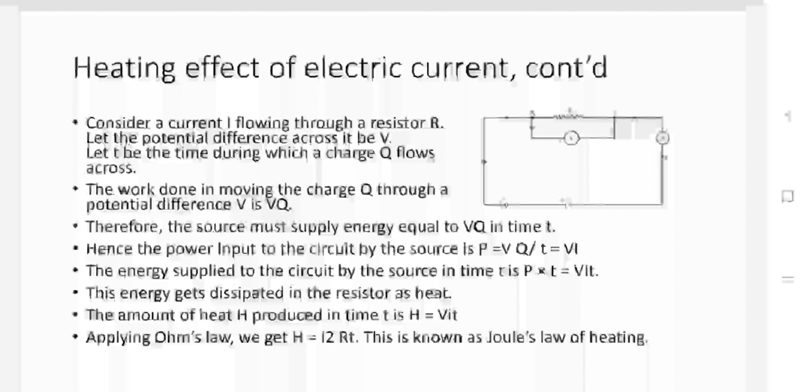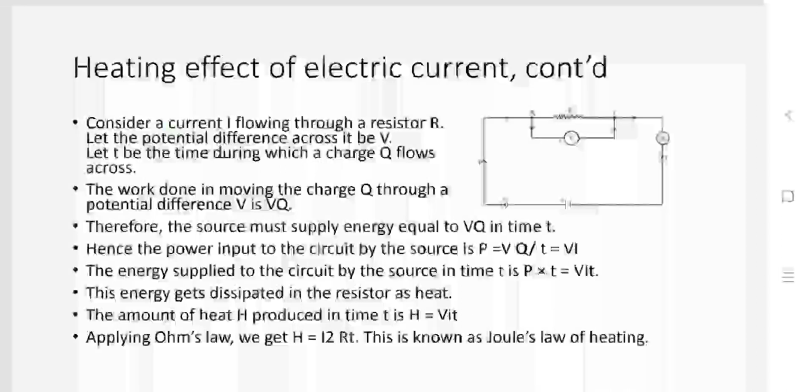Right? So power input delivered from the source is work done per time, that is VQ by T. And Q by T, charge per time, is nothing but current. So we can say power delivered by the source is V into I. Now the energy supplied to the circuit by the source in time T is P into T, that would be V I T.